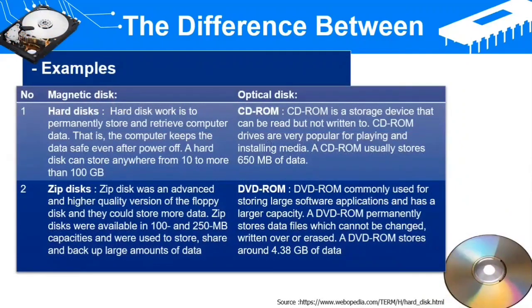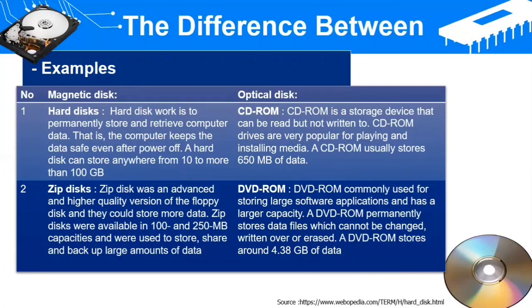Examples of magnetic disk: there are hard disks. A hard disk works to permanently store and retrieve computer data. That is, the computer keeps the data safe even after power off. A hard disk can store anywhere from 10 to more than 100 gigabytes.